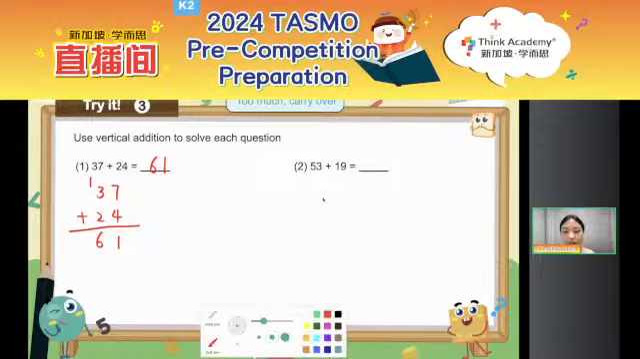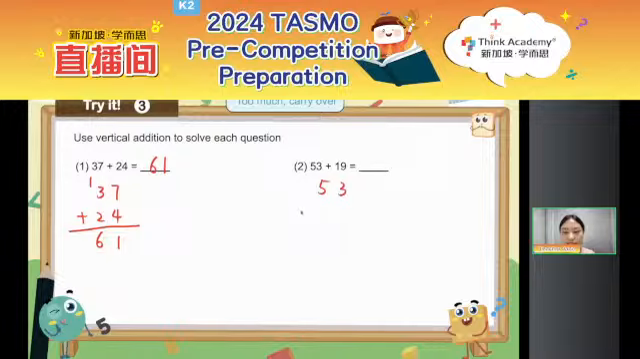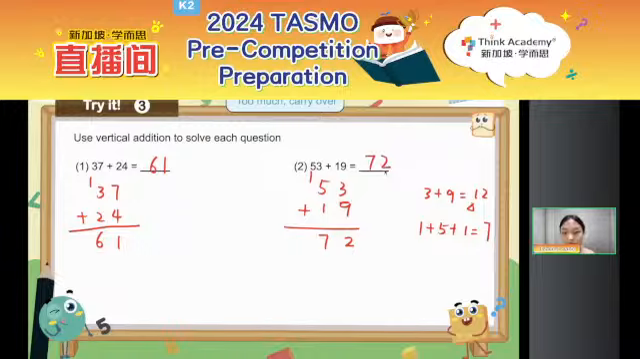We can see this time we still align the tens with the tens, align the ones with the ones, and then start from the ones digit, right? So 3 plus 9 equals 12, right? So we need to carry over 1 ten to the tens place, and then the ones digit still has 2 left here. So as for the tens place, we do 1 plus 5 plus 1 equals 7, right? So we will have 7 in the tens place, and then the final answer here will be 72.